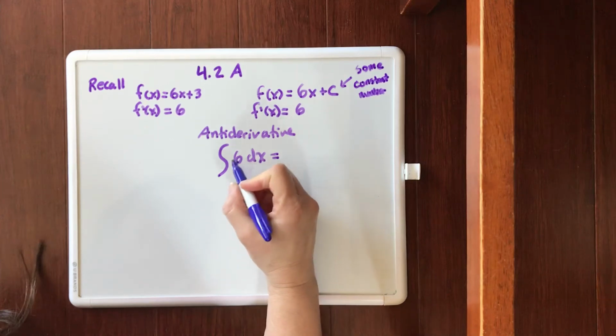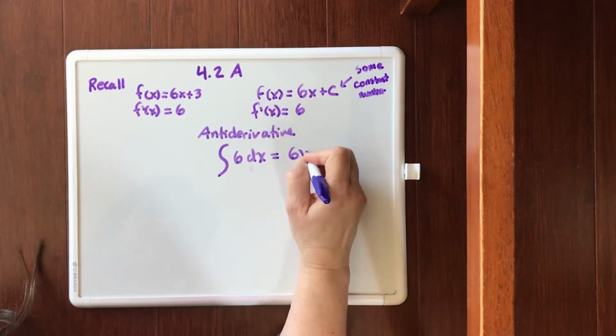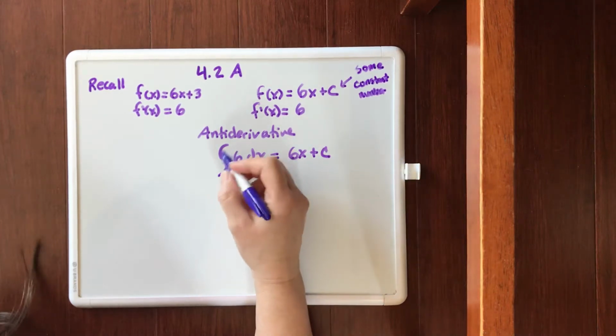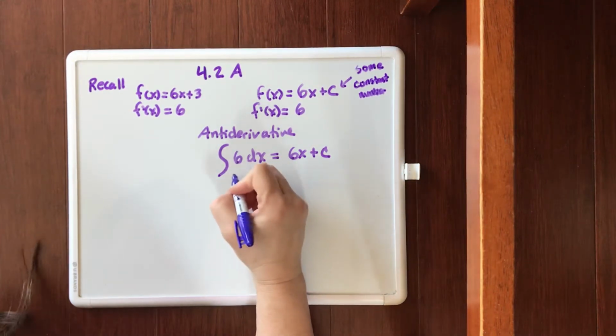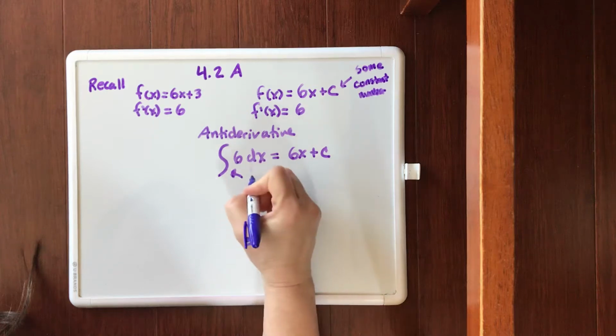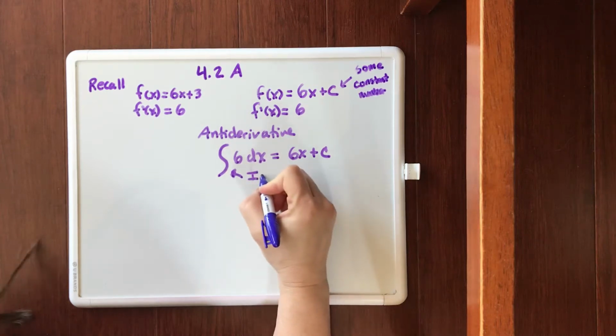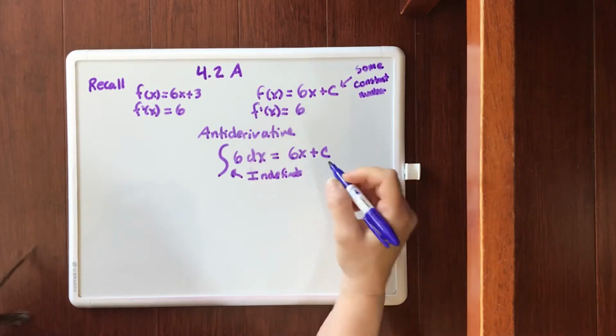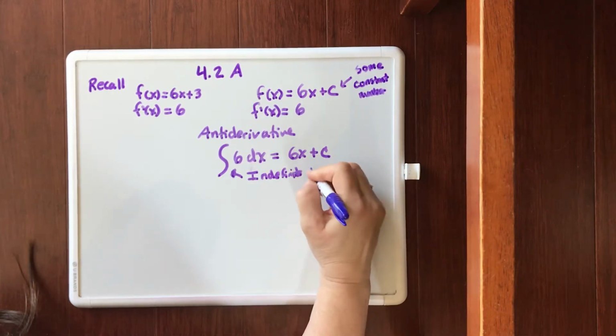So the integral of 6 is 6x, and then we add plus c. This particular one, because there's no boundaries here, we call this the indefinite integral.